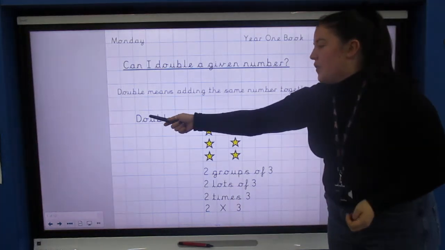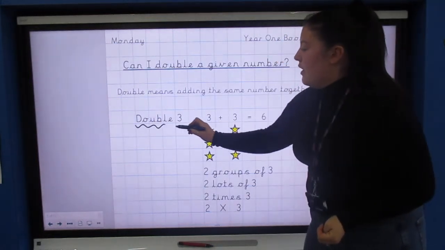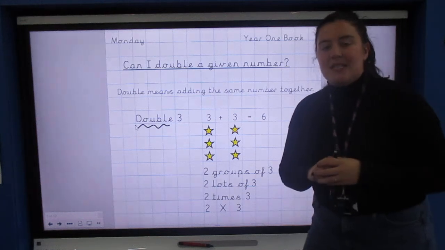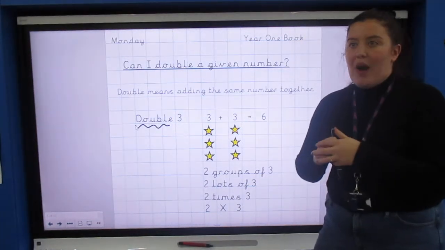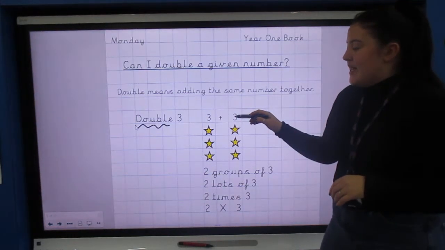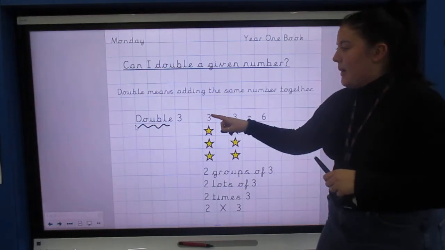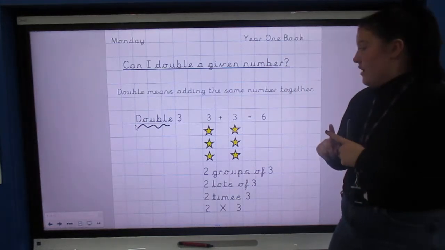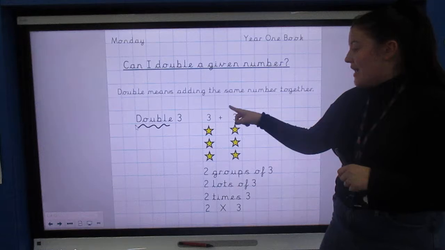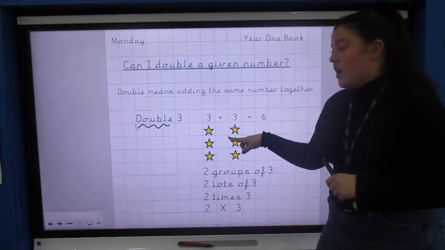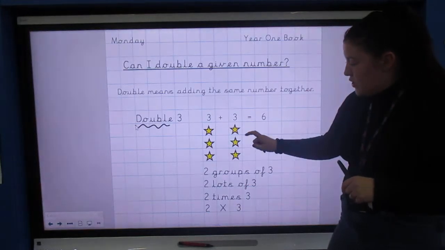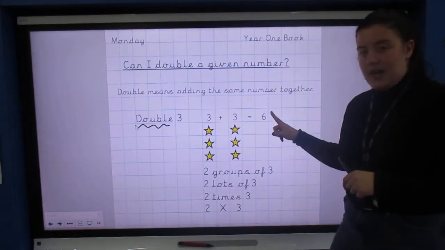So I've got the word double 3. You need to look at that word and remember what it says. It says double, because we're going to be seeing it quite a lot. Double 3. We have put that now into a number sum. Double 3 means adding the same number together. So double 3 is the same as writing 3 add 3. Now I've put some stars underneath to help us. 1, 2, 3. 1, 2, 3 equals 6.